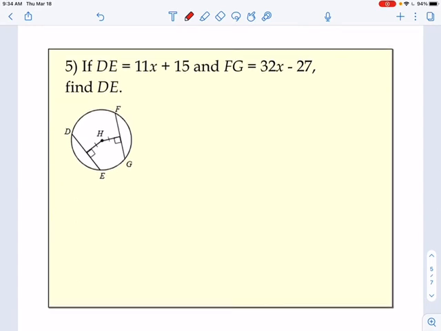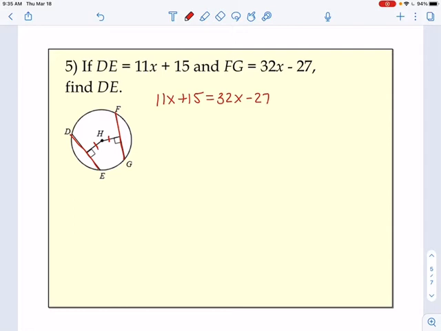For number 5, if DE equals 11x plus 15, DE is this segment here, and FG equals 32x minus 27, we want to find eventually the length of DE. So again, you can see you have these little hash marks here. Those two line segments are equidistant from the center of the circle, which means that the two line segments, DE and FG, are going to be congruent. So to solve for x here, we're going to again set those two things equal to each other. So 11x plus 15 is going to equal 32x minus 27.